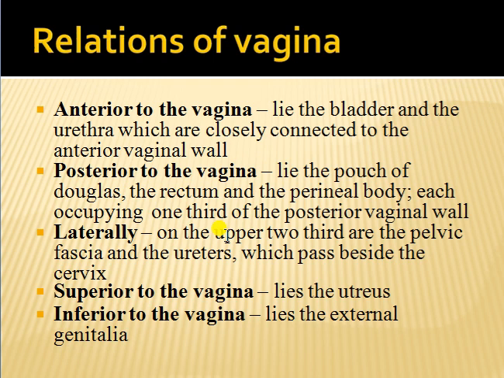Laterally, on the upper two-thirds are the pelvic fascia and the ureters, which pass beside the cervix. So it passes beside the cervix. Superior to the vagina lies the uterus. What is superior to the vagina? The uterus. Inferior to the vagina are the external genital organs.